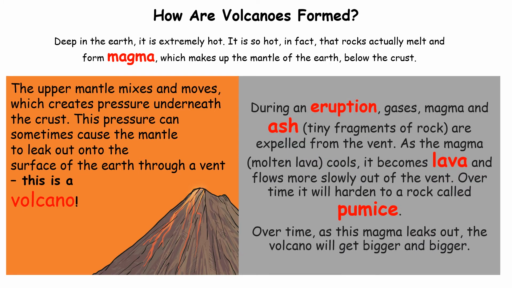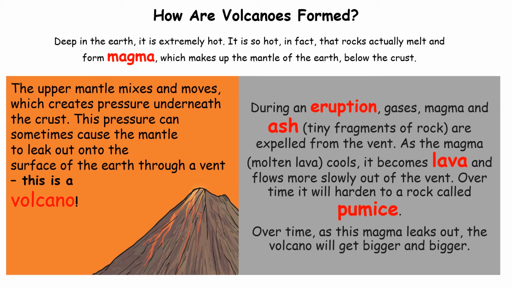Okay, during an eruption, the gases, the magma, and the ash, which are tiny fragments of rock, are expelled from the vent, sometimes slowly, sometimes rather violently. As the magma, or molten rock, cools, it becomes lava and flows more slowly out of the vent. Eventually, over time, that will harden to become another type of rock called pumice.